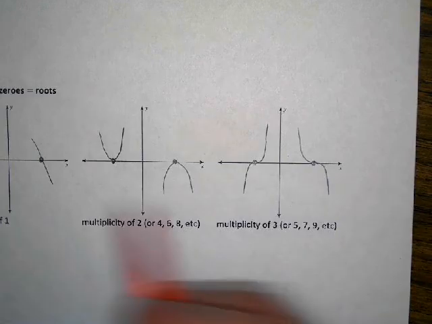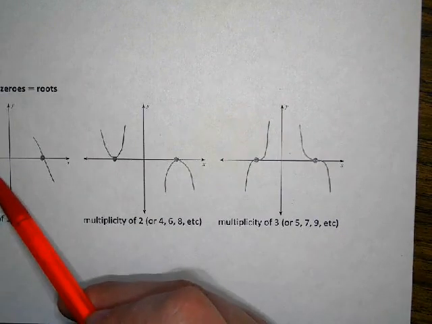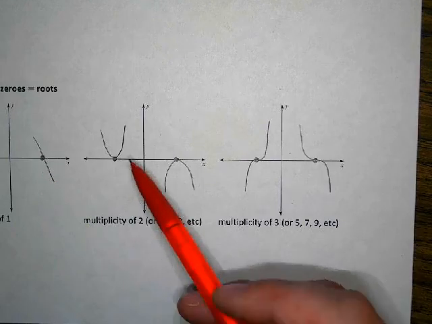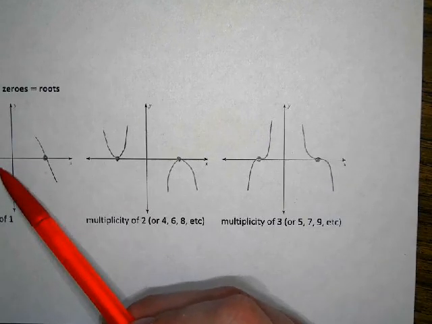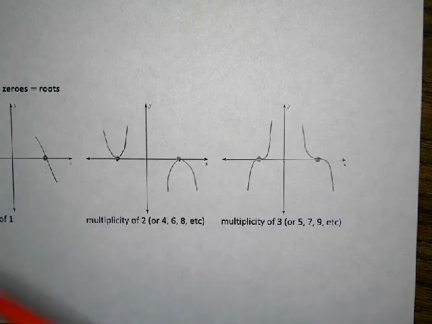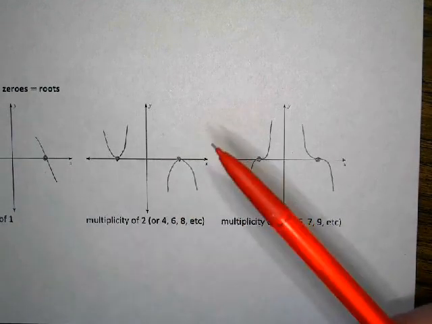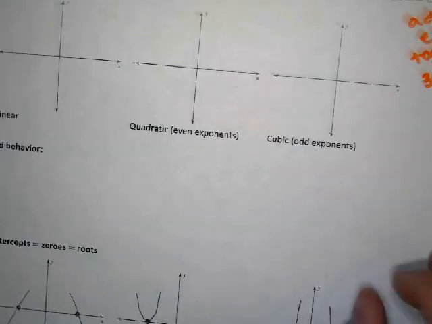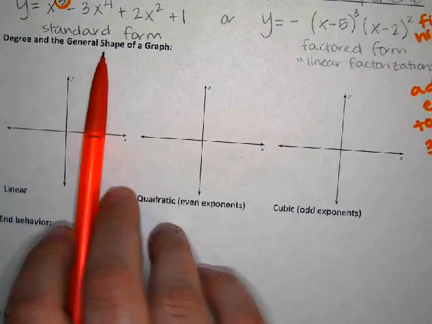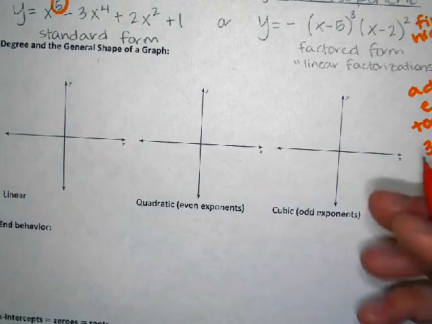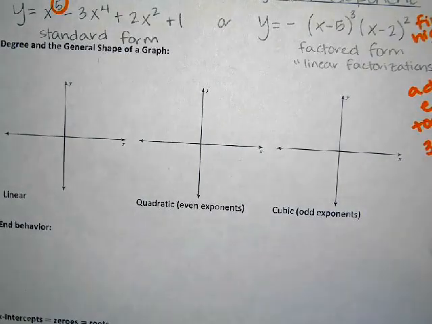So this is what's happening at each individual x-intercept. This is like if you zoomed in on the graph and you were looking at what happens when I cross the x-axis at each individual crossing. If we go back up here, we're saying what's the general shape of the graph? So what's happening if I zoom out and I look at the overall shape of the graph?